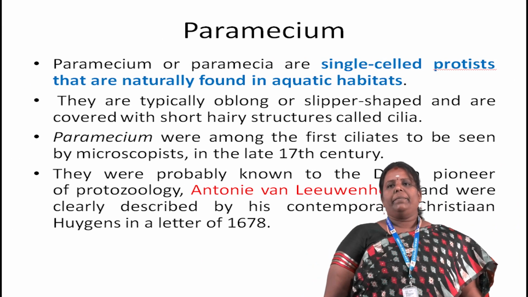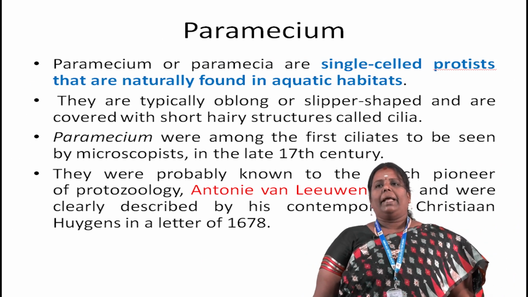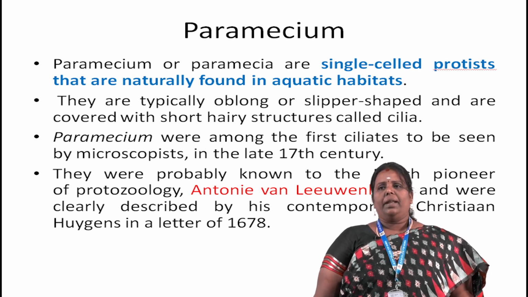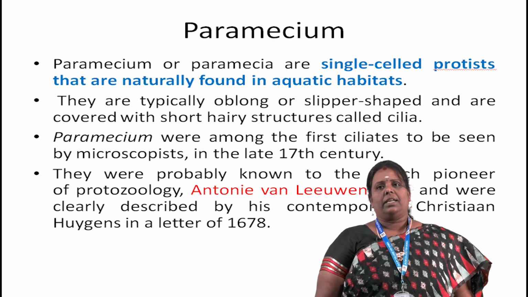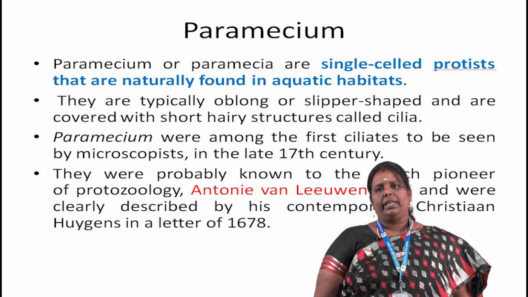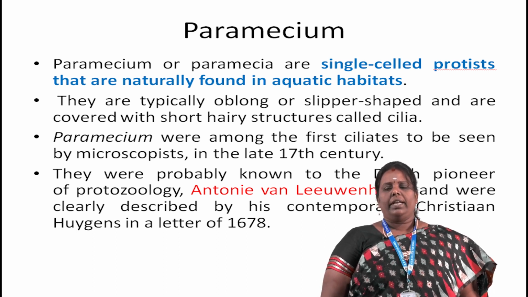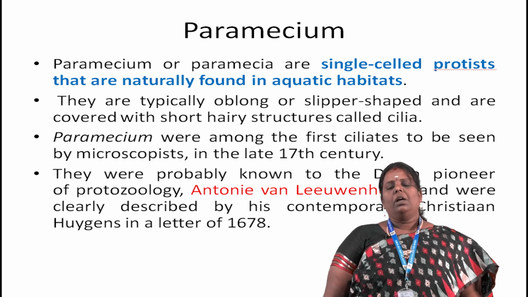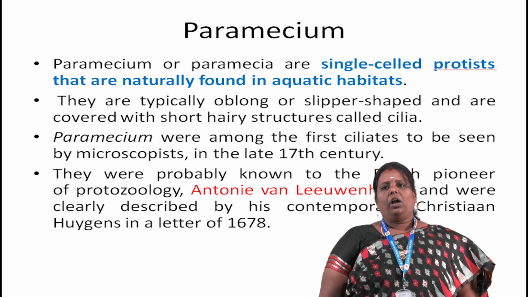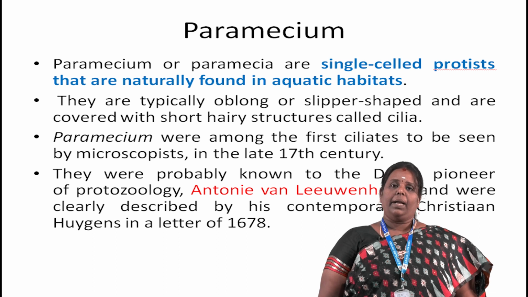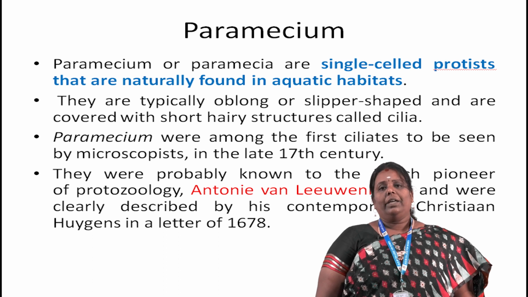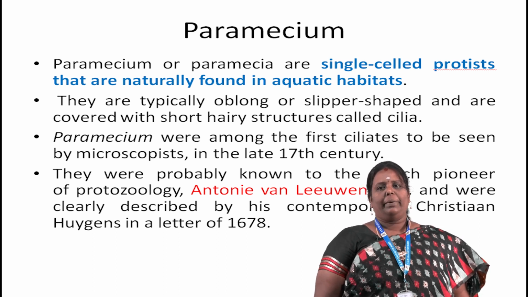Already I told you Paramecium is a protozoan species, and its plural is Paramecia. It is a single celled animal and also a protist. Why do we call it a protist? It is fully covered by protoplasm. Protists are naturally found in aquatic habitats; mostly protozoan animals live in water, which is called an aquatic habitat. And what is its shape? Paramecium has a very peculiar shape: it looks like a slipper, so it is called a slipper shaped animal.